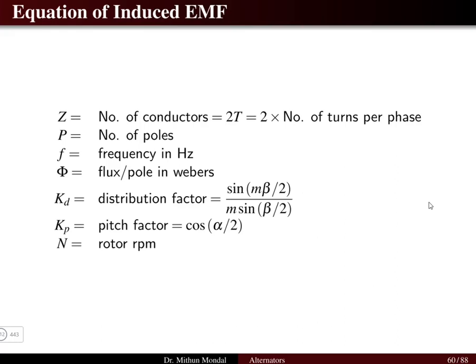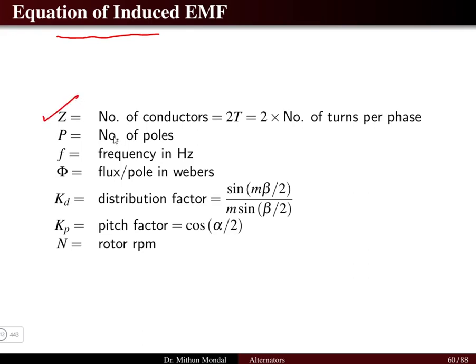Welcome to the next lecture in electrical machines. We were discussing the synchronous machine, and in this particular lecture we will focus on the equation of induced EMF. So what is the induced EMF of a synchronous machine? That derivation we are going to do. First of all, let us see some nomenclature.